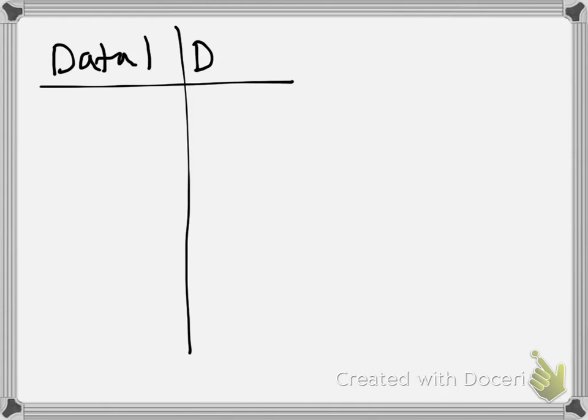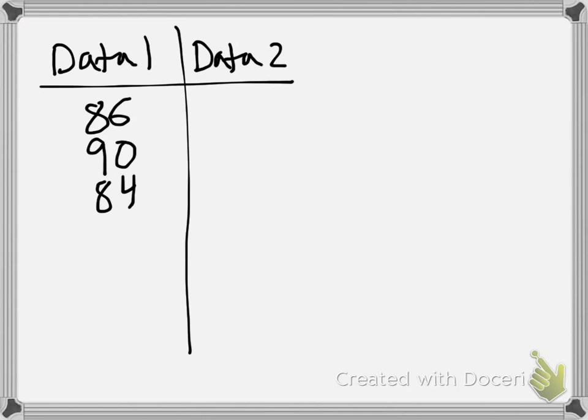So let's say, usually they're set up in tables. I'm going to say data 1, so maybe from like store 1, and data 2. Data 1, let's say, is 86, 90, let's say 84, 72, and 106.